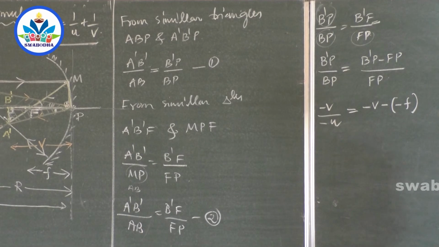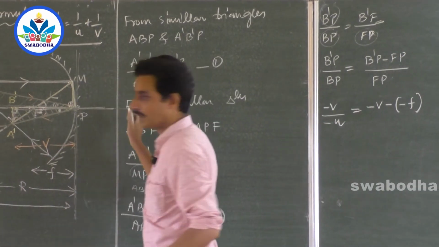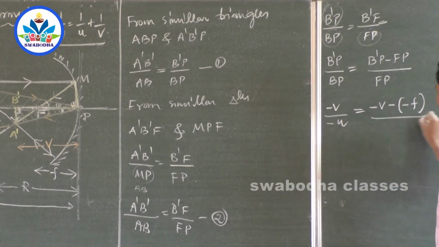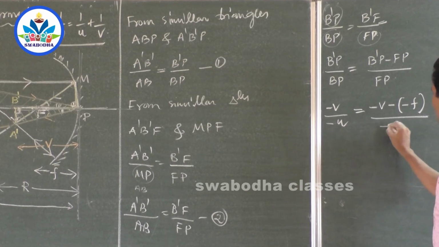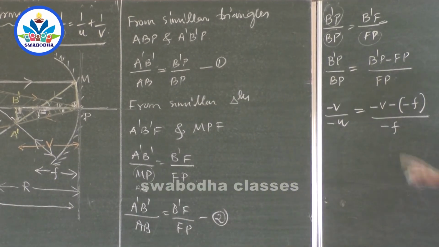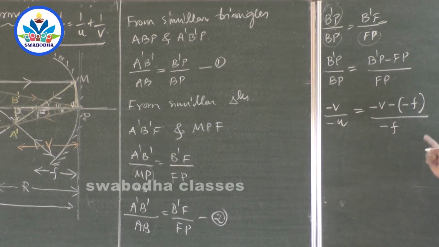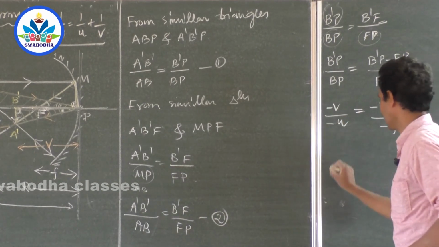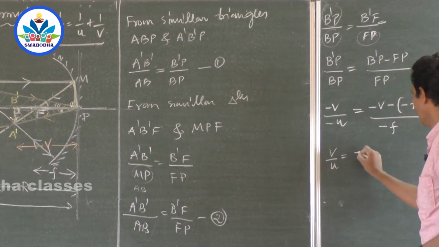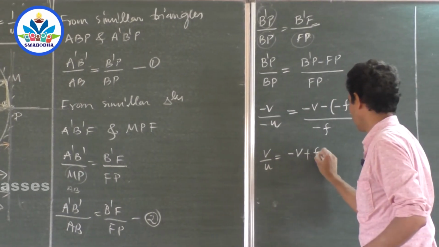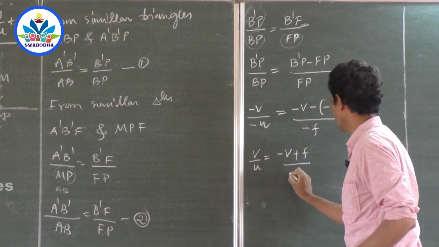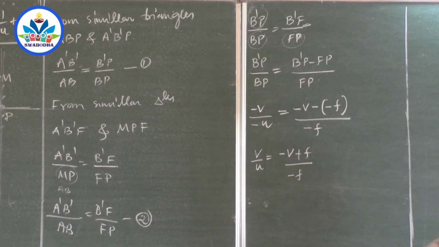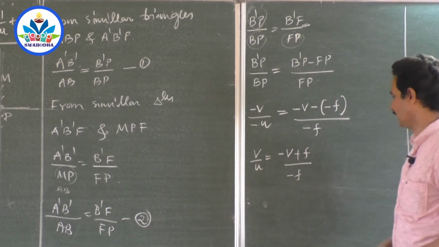All the things come in the left hand side. If you divide it into a coordinate system, everything comes in the left hand side. So V, minus of minus F, divided by, again, FP. FP is minus F, pole to focus. Even though I have written it as FP, when you write focal length, it is from pole to focus. Now rearrange this. Finally, try to get that one. Minus sign gets cancelled. Minus V plus F divided by minus F. V by U is equal to minus V plus F by minus F.